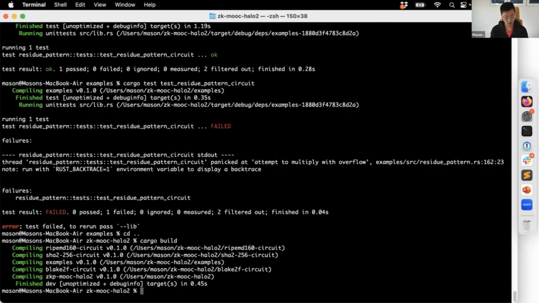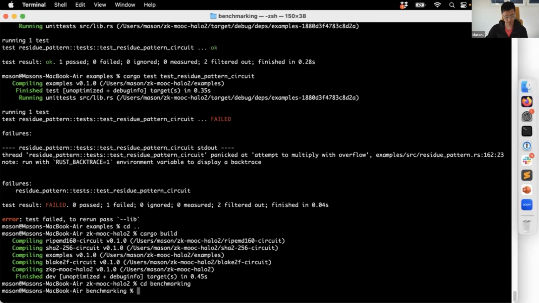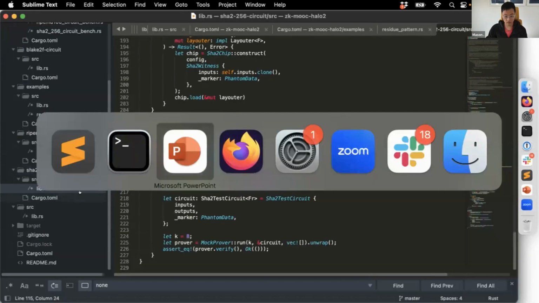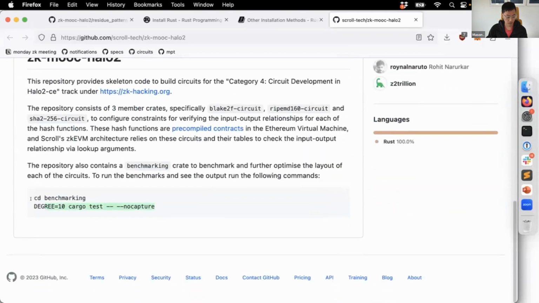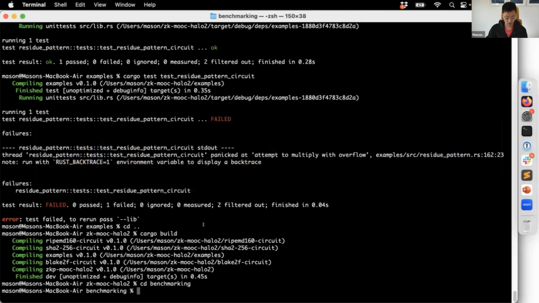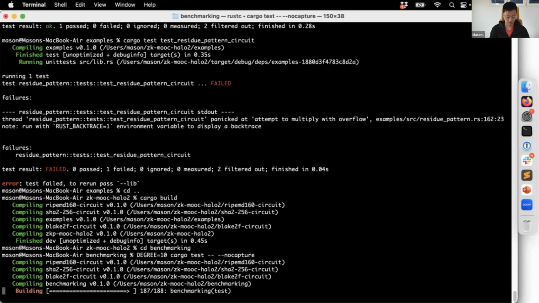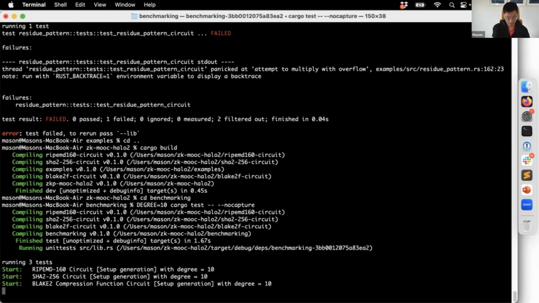So to run the benchmarks, we go to the benchmarking directory, and I just paste this. What this command is doing is setting the degree to be 10, which is basically the maximum size of the trace table that we want to allow. Then we're running the tests in the benchmark crate. It's important to pass no capture in, because the default in Rust is that if the test passes, it swallows all the standard output.